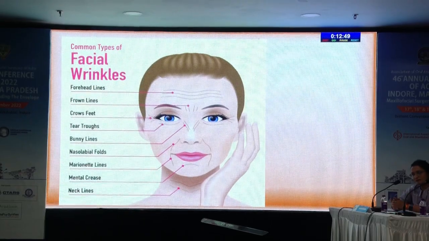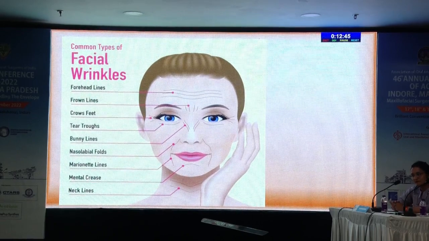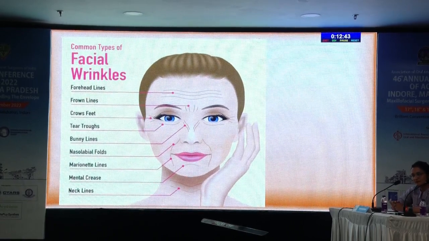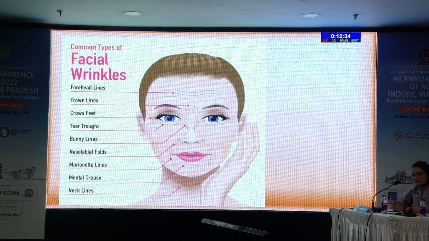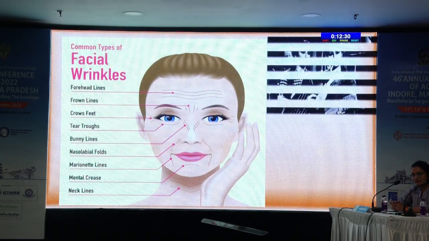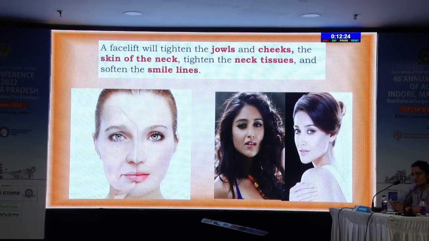Okay? So now what are some of the signs? Because most of the time when we do something called a non-surgical facelift, these wrinkles are the ones we are mostly addressing, or sagging skin. Some common wrinkles are forehead lines, frown lines, crow's feet, tear troughs, bunny lines, Marionette lines, nasolabial folds, mental crease, and neck lines. And some people have the ability to age gracefully, but not everyone.